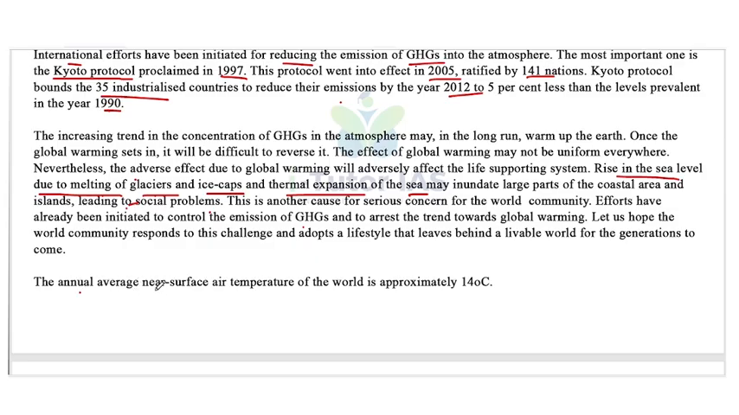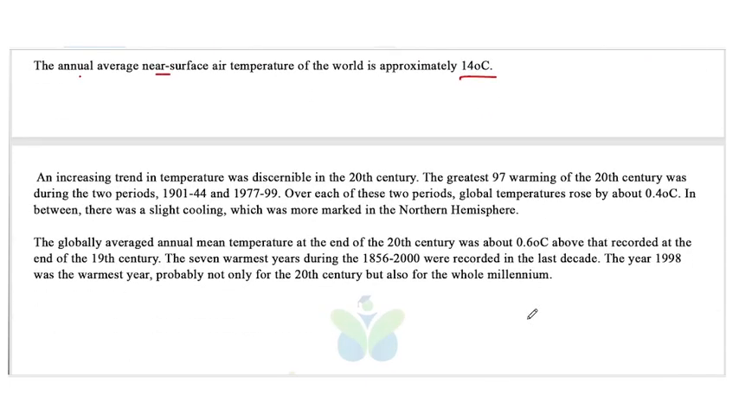Now, the annual average near surface air temperature of the world is approximately 14 degrees Celsius. An increasing trend in temperature was discernible in the 20th century. The greatest warming of the 20th century was during the two periods 1901 to 1944 and 1977 to 1999. Over each of these two periods, global temperature rose about 0.4 degrees Celsius. In between, there was a slight cooling which was more marked in the northern hemisphere.